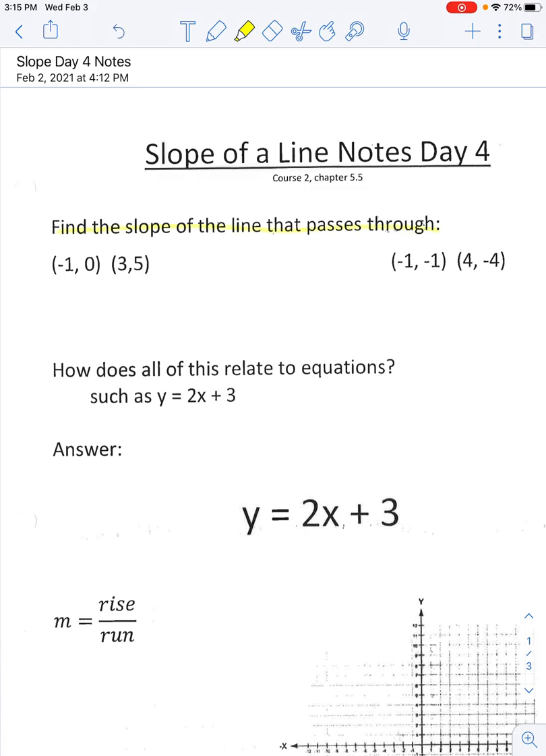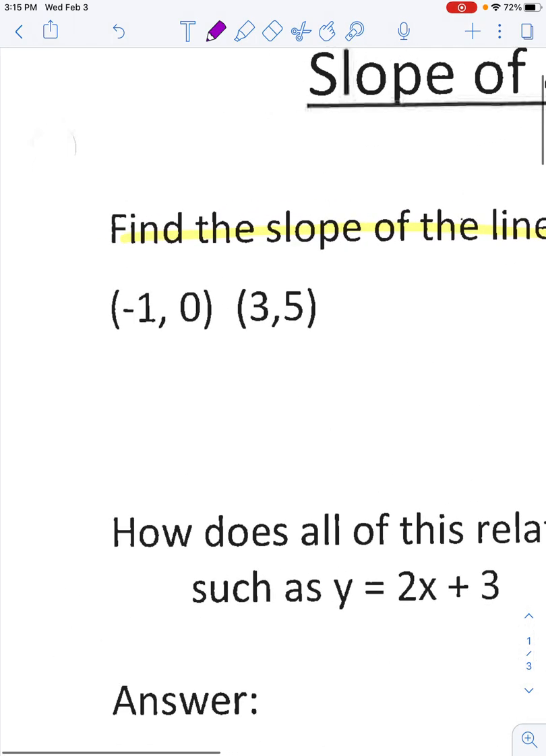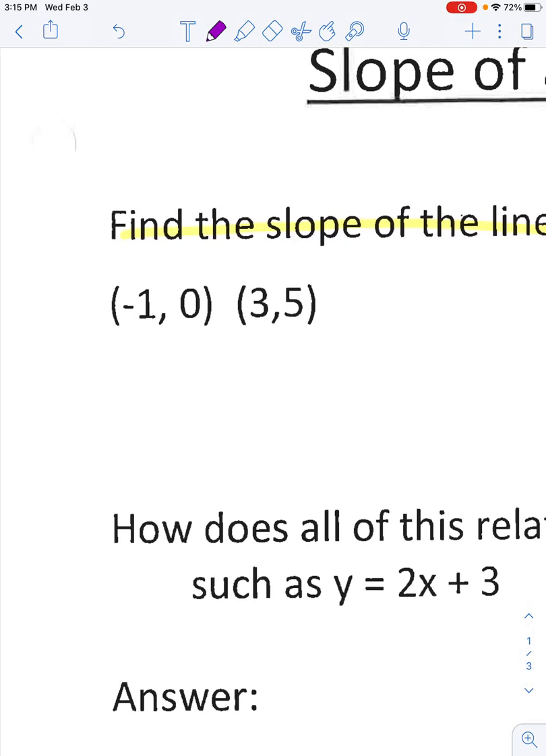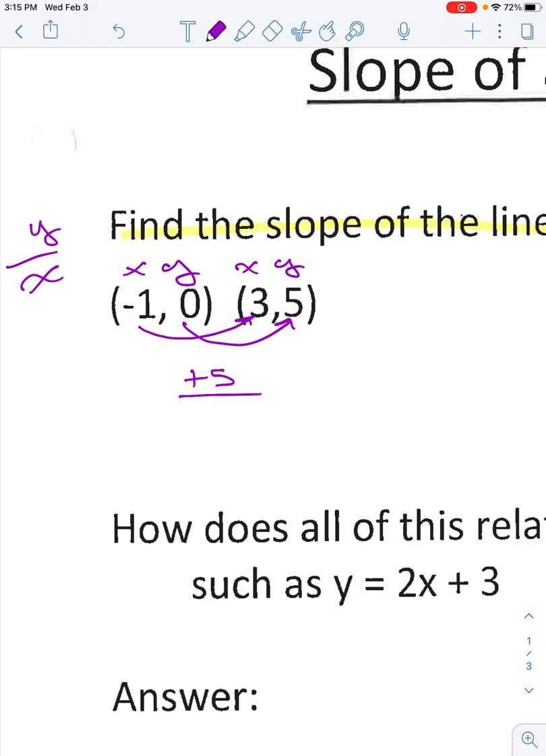Find the slope of a line that passes through two given points or ordered pairs. Remember, when it just gives you the ordered pair, you're doing the change in y over the change in x. So the change in y from 0 to 5 on the number line is a positive 5 hops to the right. Change in x from -1 to 3 would be 4 hops to the right. So slope is 5/4.